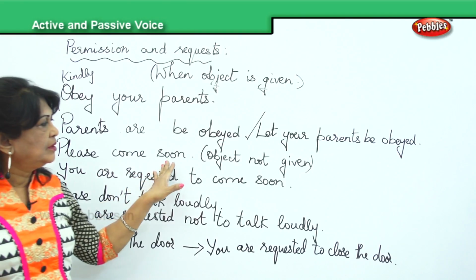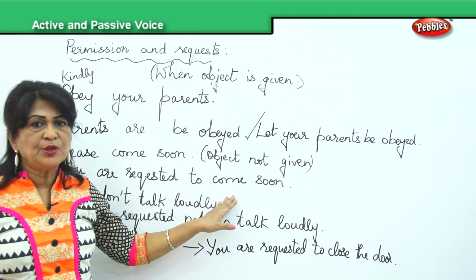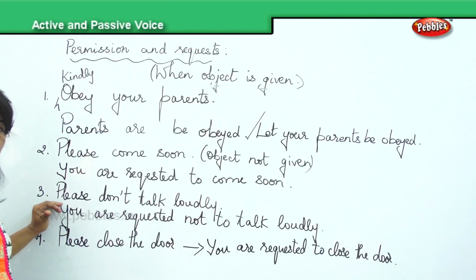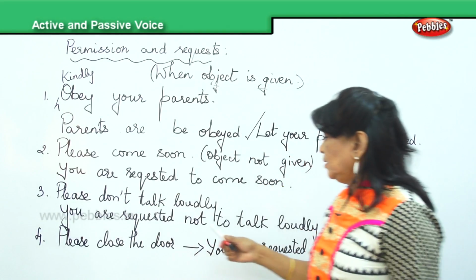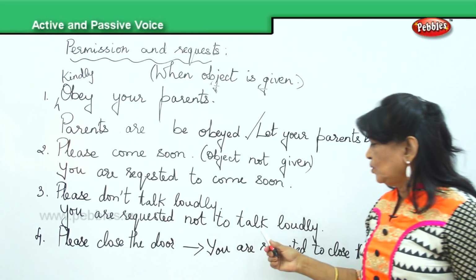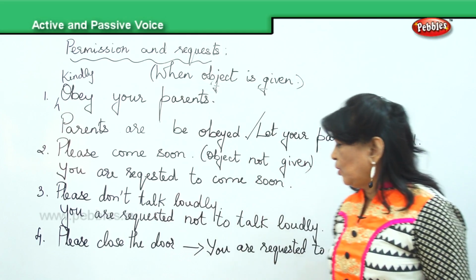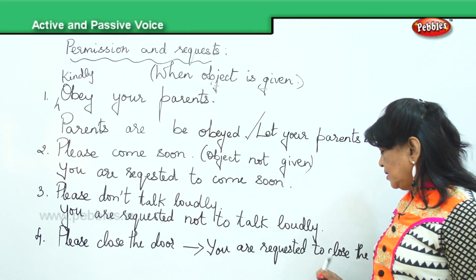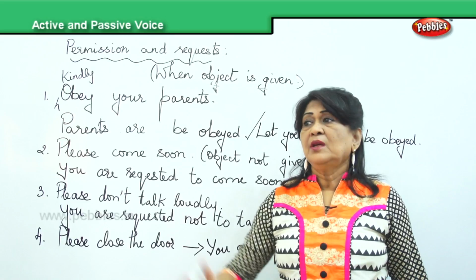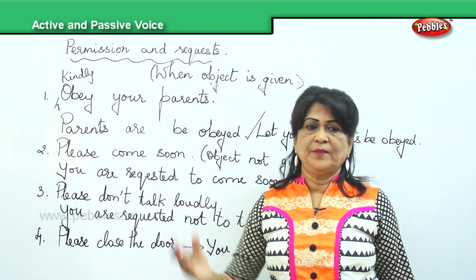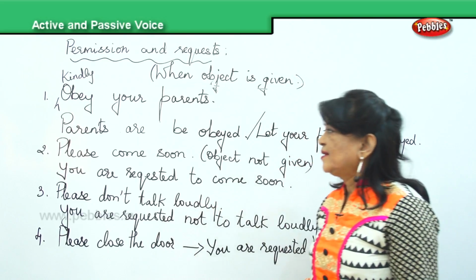Please come soon. Here the object is not given. You are requested to come soon. Please don't talk loudly. You are requested not to talk. Do not becomes not to talk loudly. Next one. Please close the door. You are requested to close the door. In case somebody enters without closing the door, you are requested to close the door. Or please close the door. This is an active voice, the other one is in passive voice.